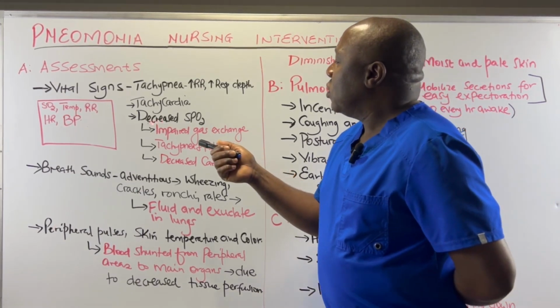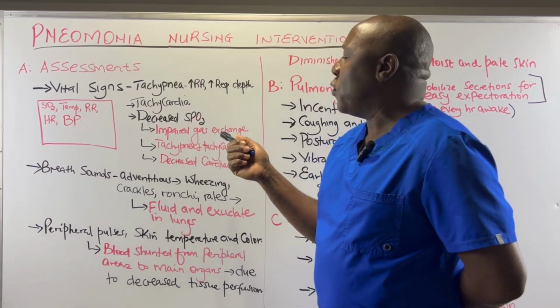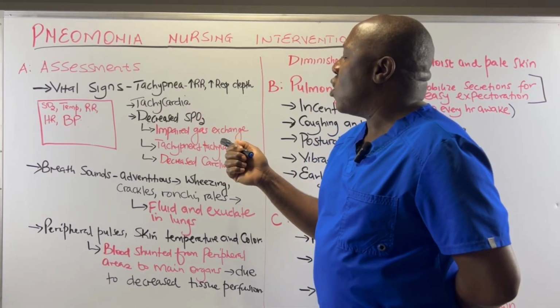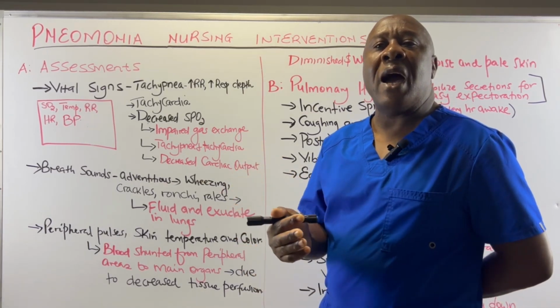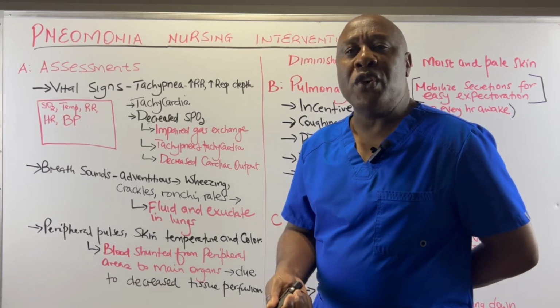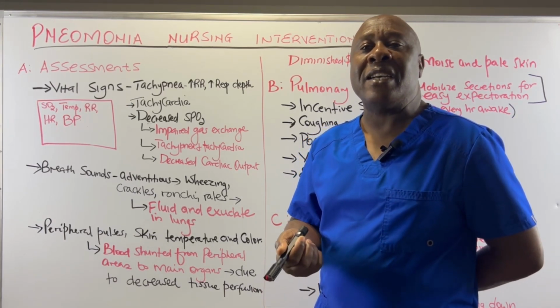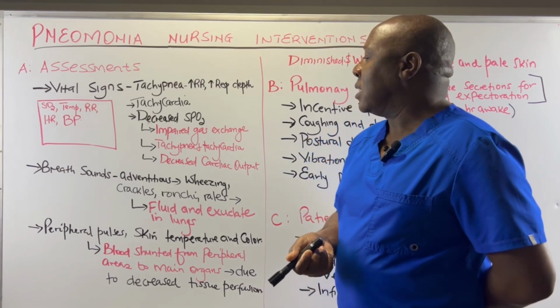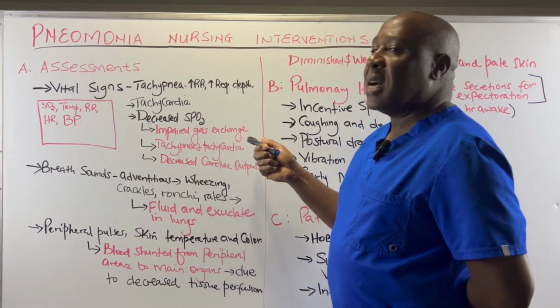Number three, you are going to find that these patients also have decreased saturation of oxygen. Why? This is because there is impaired gaseous exchange within the alveoli. Remember, we said that with the pneumonia patients, there's fluid and exudate in the alveoli that impairs gaseous exchange in this particular patient. So they are going to have decreased oxygen saturation because of impaired gaseous exchange.